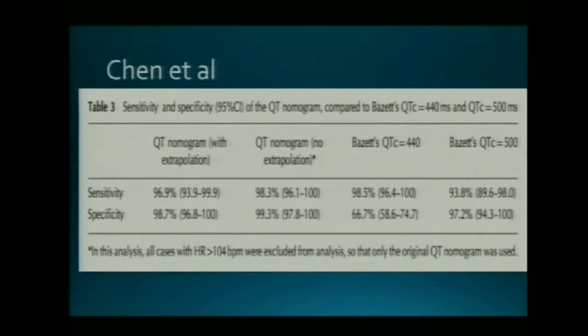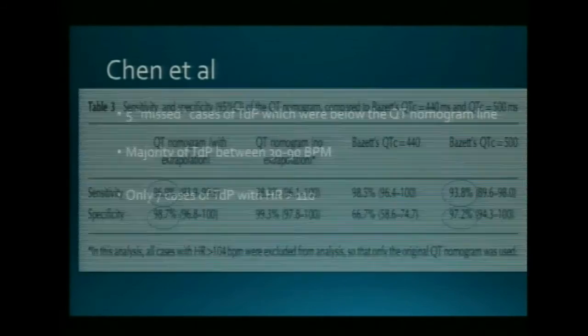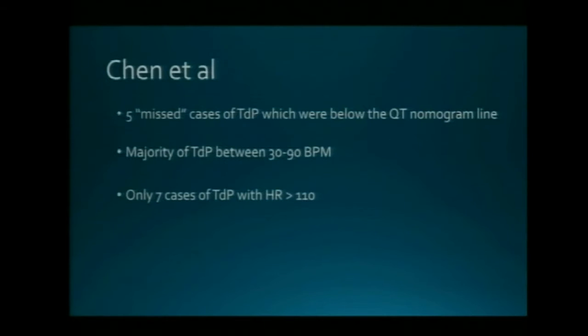And here are the numbers. Sensitivity was 96.9% for the QT nomogram compared to 93.8% for the Bazett at 500. Specificity, 98.7% versus 97.2%. So the QT nomogram missed only 5 cases of Torsades. And from this study, what you can see is that most Torsades happened in patients with low heart rate, so bradycardia. Only 7 cases happened in patients with tachycardia. This tells us that bradycardia is a risk factor for developing Torsades.